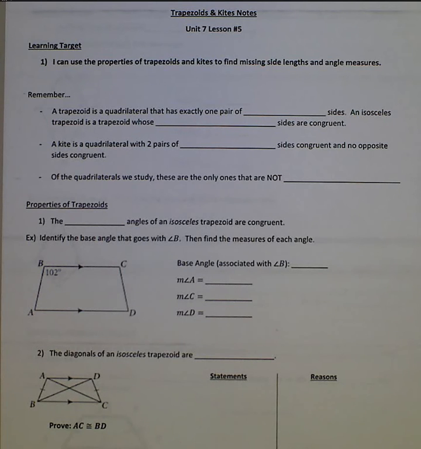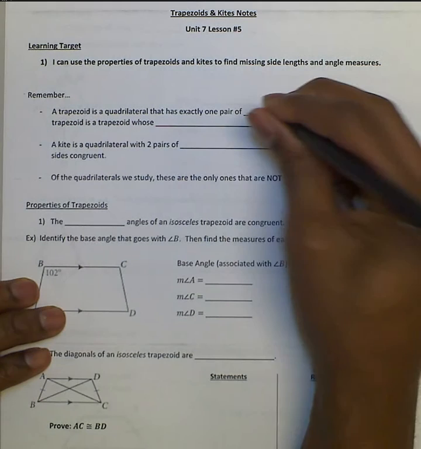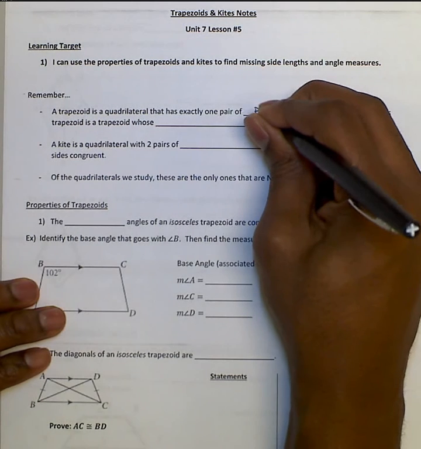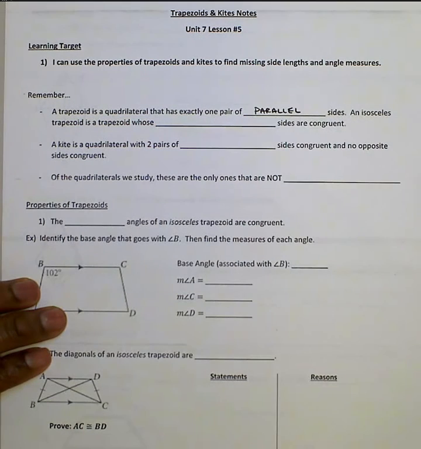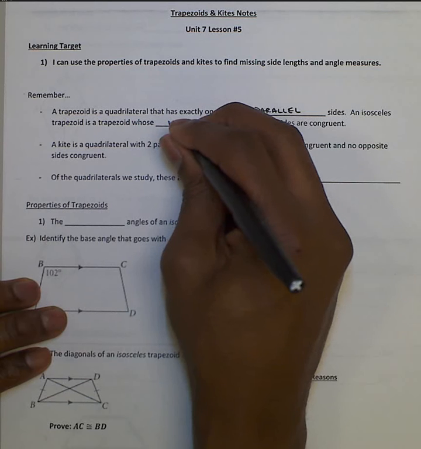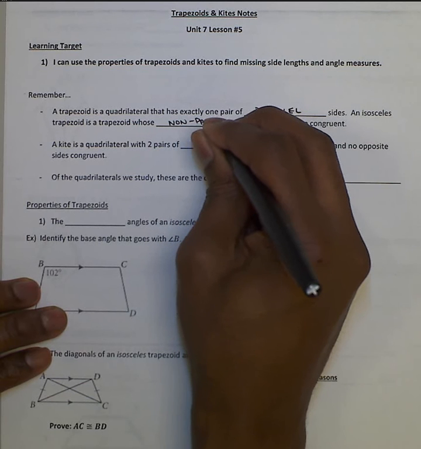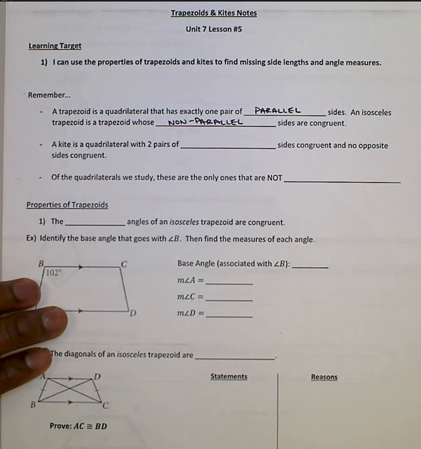A trapezoid is a quadrilateral that has exactly one pair of parallel sides. Okay, this is from its definition. And an isosceles trapezoid is a trapezoid whose non-parallel sides are congruent. Okay, those are from the definition from our first classifying quadrilaterals lesson.